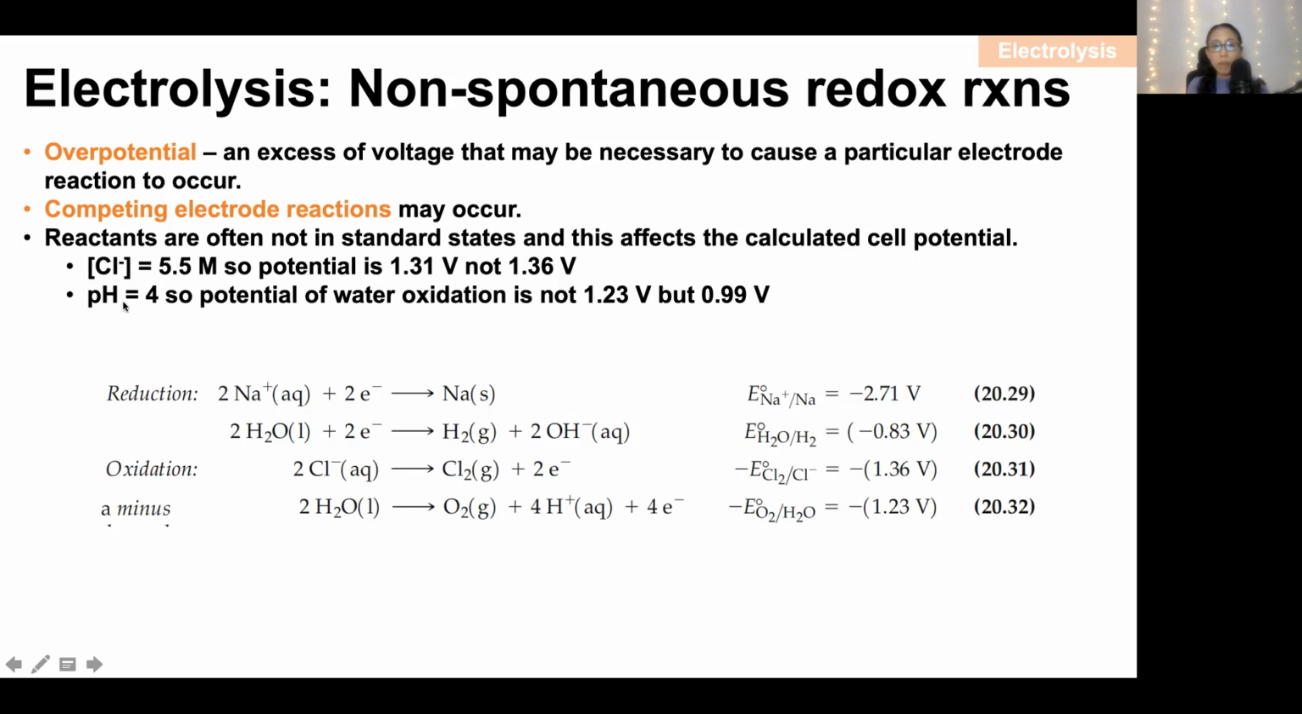Another factor, for example, is the pH of your solution. So in the industry, the pH that they use is 4. So the potential of water oxidation, this one, is not 1.23 but 0.99. Kasi kung standard state yan, the concentration of your hydrogen ions should be 1, which gives you a pH of 0. But they use pH 4. So the actual potential is not 1.23 but 0.99. So you also need to consider factors like this if you are performing industrial electrolysis.